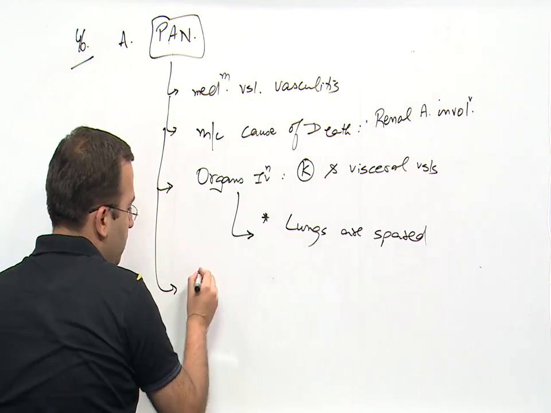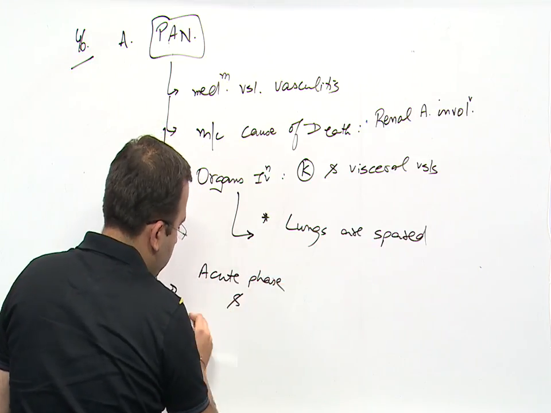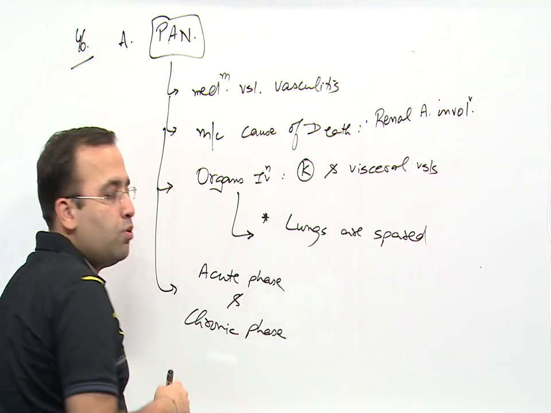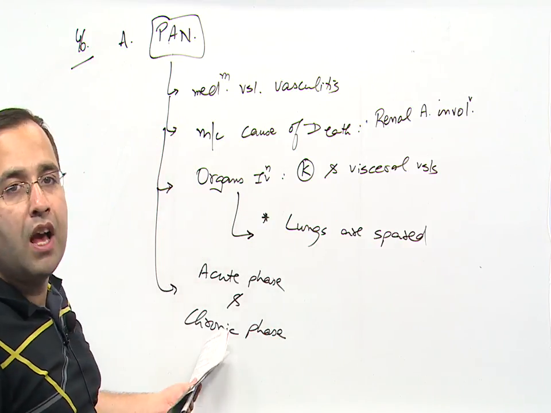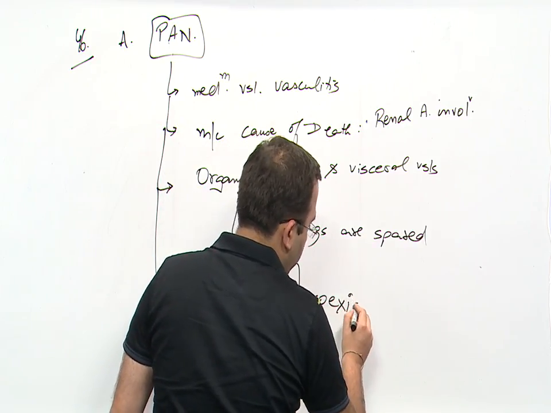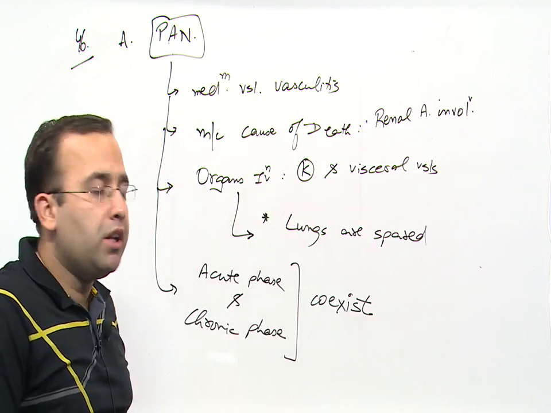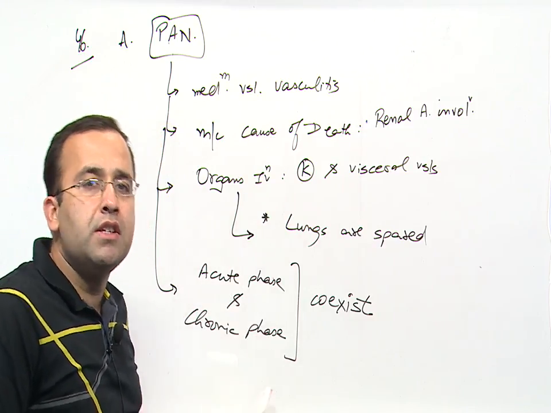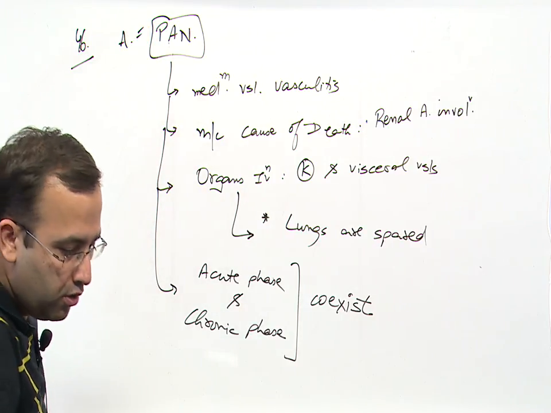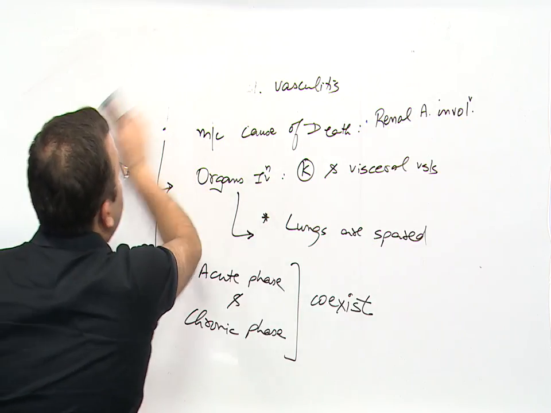You already know it has two phases, an acute phase and chronic phase. These acute and the chronic phases coexist. That is, at the same point in the body, somewhere there would be an acute phase, somewhere there would be a chronic phase. This is PAN or polyarteritis nodosa. Next.